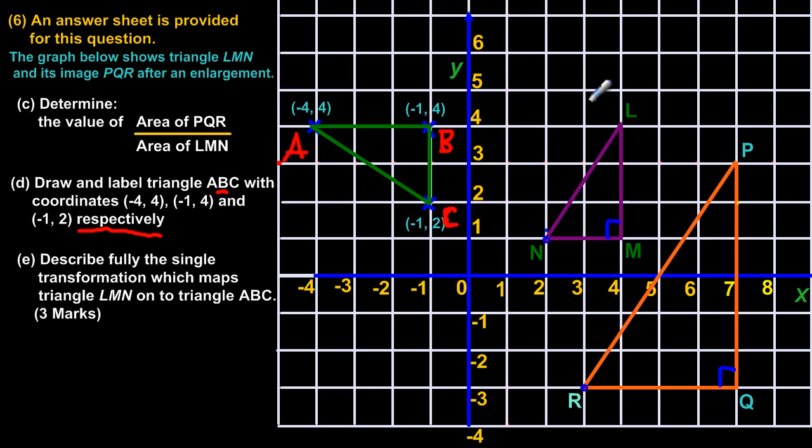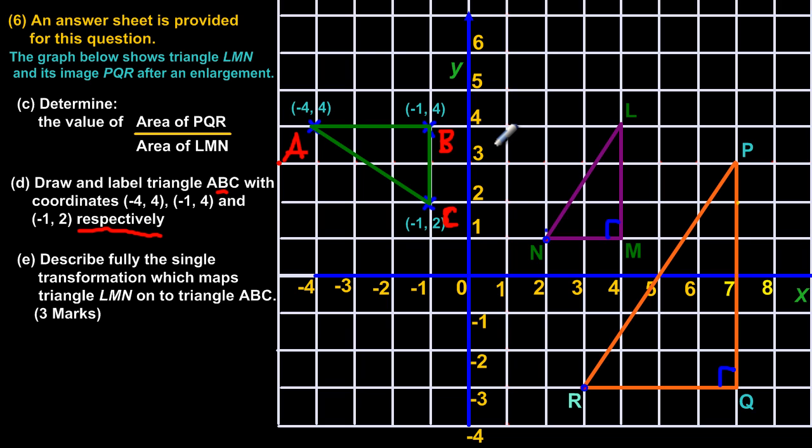Now when you're asked to describe a transformation, basically at this level they are testing us on 4 basic transformations. Number 1, a translation. Number 2, a reflection. Number 3, an enlargement. And number 4, a rotation. Now let's figure out which one of those would be this transformation that they're asking us to describe.